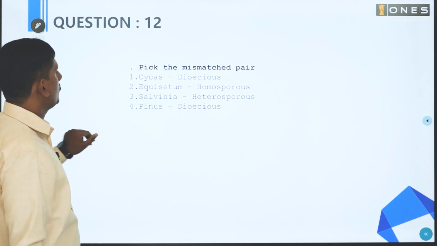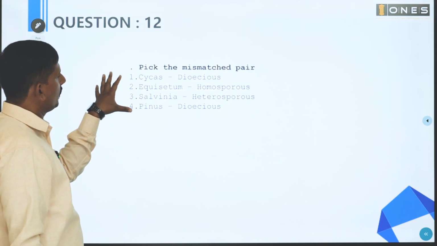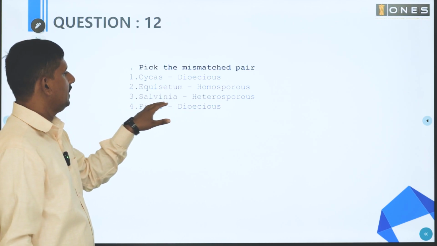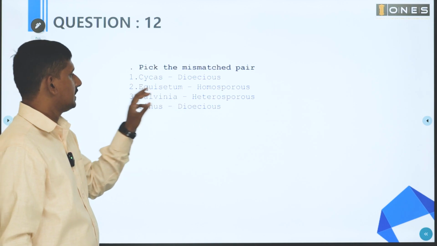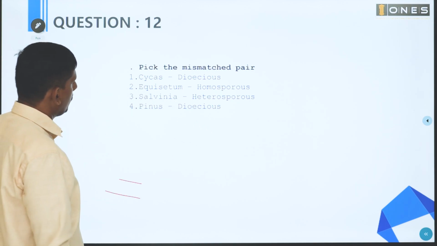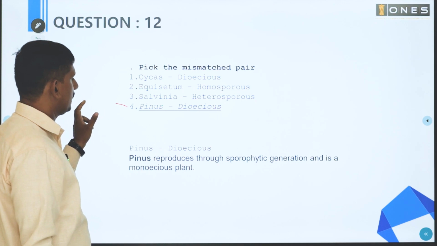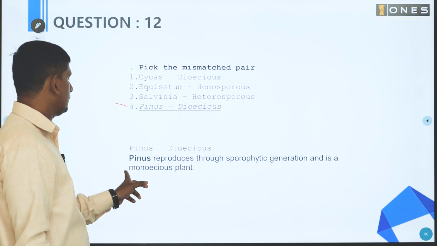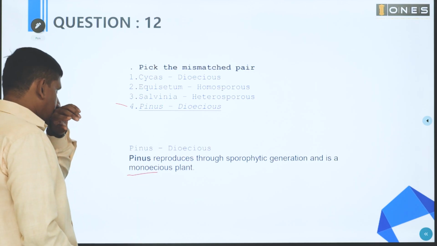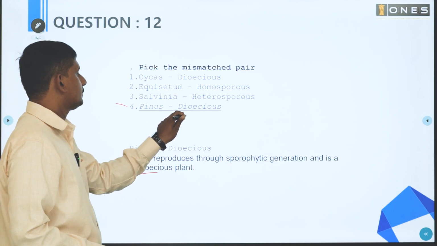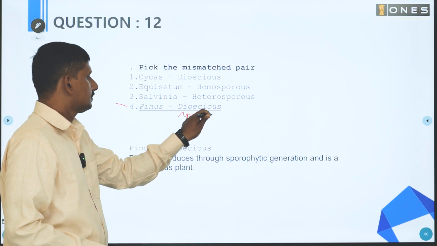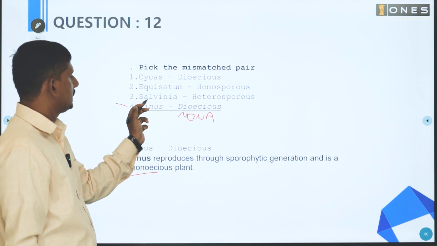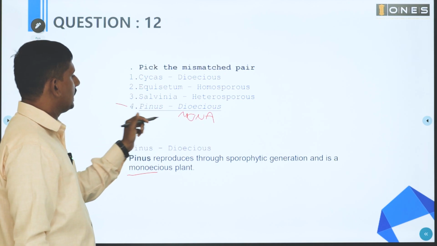Okay, so the 12th question is: pick the mismatched pair. Four pairs are given here: Cycas is dioecious, Equisetum is homosporous, Salvinia is heterosporous, Pinus is dioecious. We have to find the mismatched pair. So the right answer is Pinus being dioecious, it is a mismatched pair. Pinus reproduces through sporophytic generation and it is a monoecious plant. So this is not dioecious, this is monoecious. So Cycas is dioecious, Equisetum is homosporous, Salvinia is heterosporous, Pinus is monoecious.